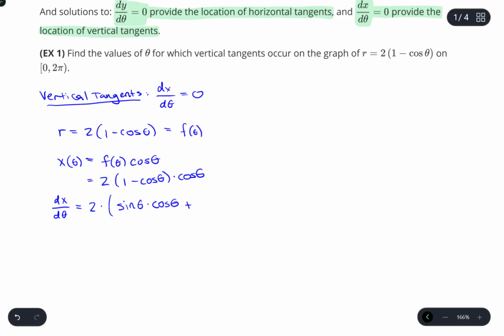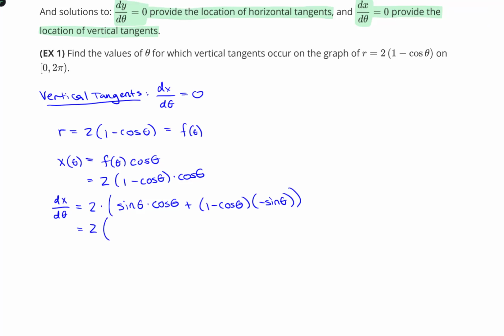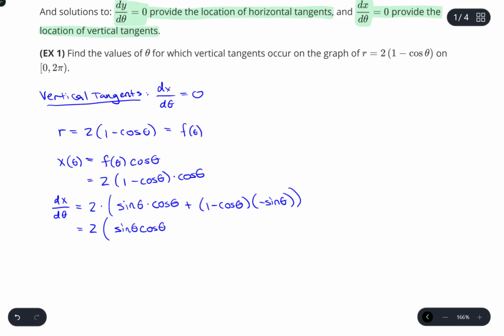Then, according to the product rule, the next thing we do is take the first function and multiply by the derivative of the second. And the derivative of cosine is negative sine theta. So it looks like I have 2 times the quantity sine theta cosine theta minus sine theta and then plus sine theta cosine theta.